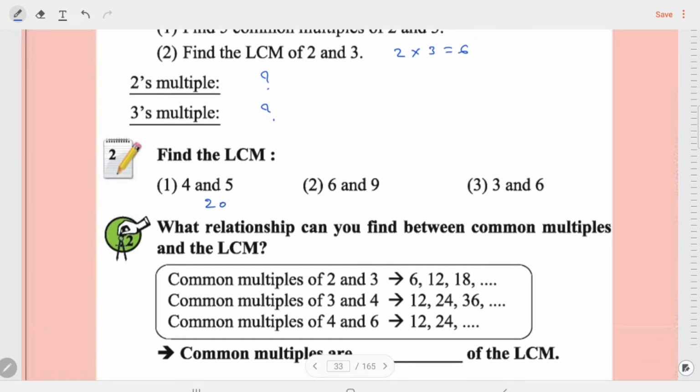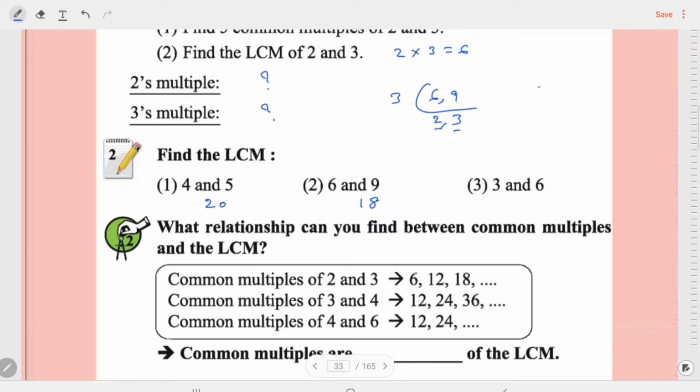What about 6 and 9? LCM means least common multiple, right? The way to find LCM is like this: 6 and 9. 2 is not a factor of 9, but 3 is a factor of both. So start with 3. 3 2s are 6, 3 3s are 9. There are no common multiples here, right? So 3 2s are 6, 6 3s are 18. So the answer is 18.